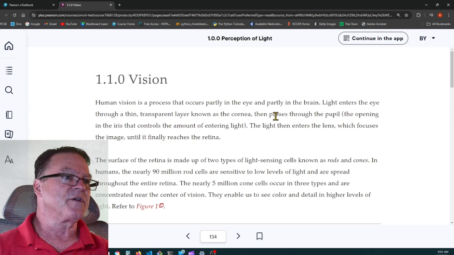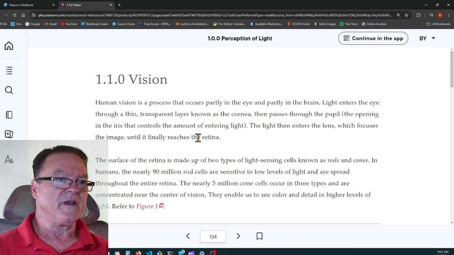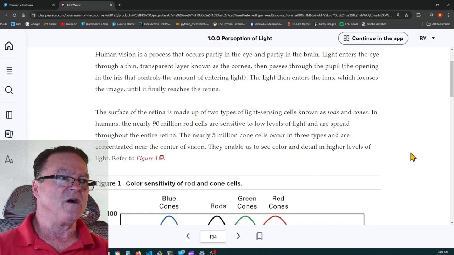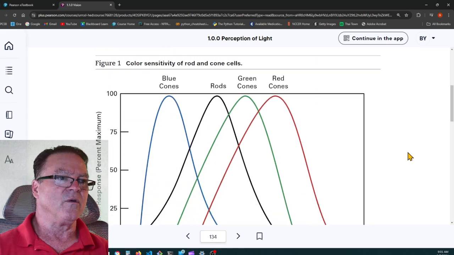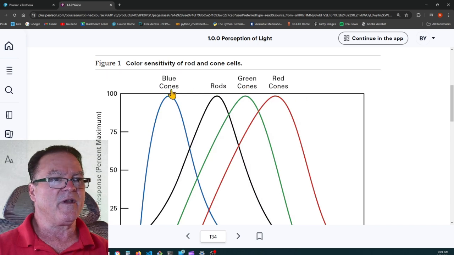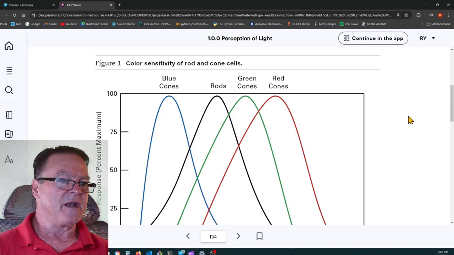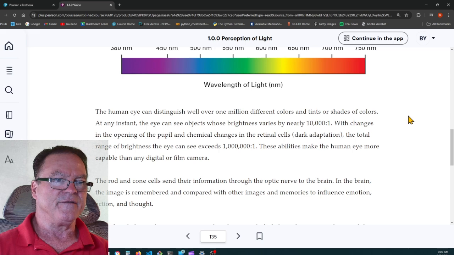Human vision is the process that occurs partly in the eye and partly in the brain. Light enters the eye through a thin transparent layer known as the cornea and passes through the pupil, the opening in the iris. The light then enters the lens, which focuses the image until it finally reaches the retina. So it focuses on the optic nerve or the rods and the cones. We have cones that are color sensitive, and we have rods that are black and white. You have many more rods than you do cones. The rods are used at night for night vision.